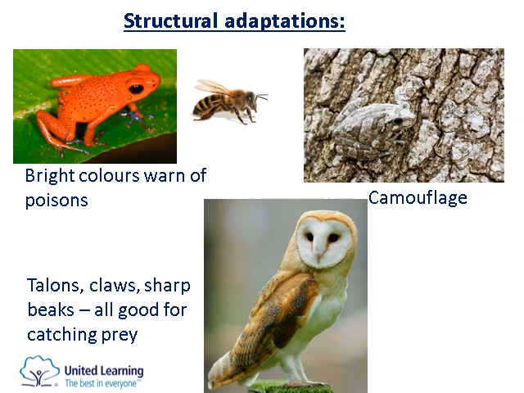I just gave one example for each, but here are some other examples. You've got bright colours which warn of poisons. You also get some animals which have bright colours but aren't actually poisonous themselves, and that makes predators think that they're poisonous, so the predator is less likely to eat them. Camouflage, so they can blend in. And we've got things like talons, claws and sharp beaks, which are good for catching prey. You could also say they're good for defending themselves against predators, for example in the case of a porcupine which has sharp spines on its outside.